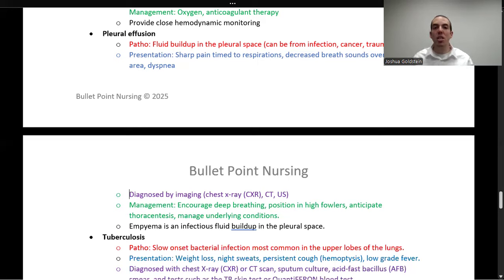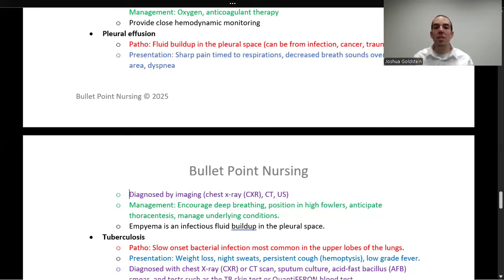This is diagnosed by imaging, either chest x-ray or a CT or ultrasound. All of those are valid methods of determining if a patient has a pleural effusion, depending on what is going on in the ER, what their specialty is, how proficient their providers are at ultrasound, or different things, depending what modality they're going to use.